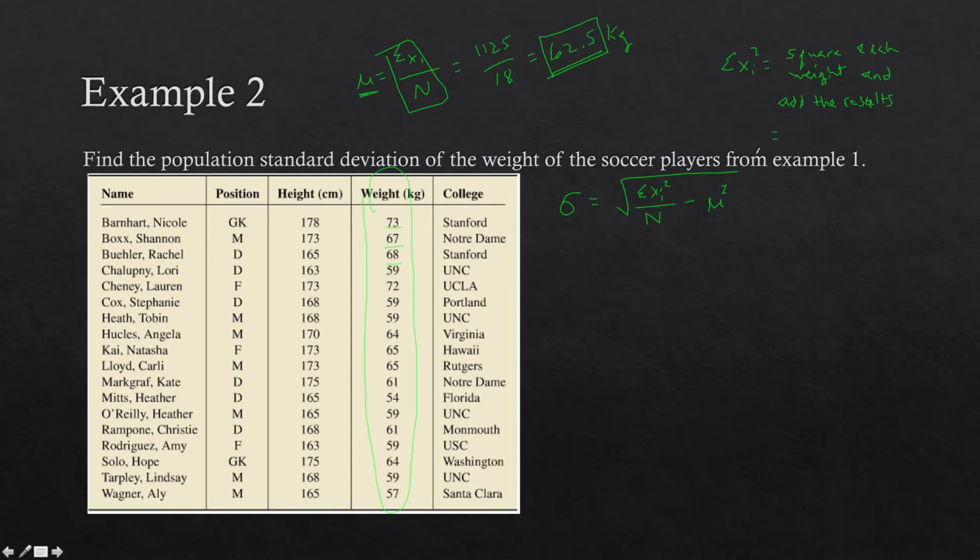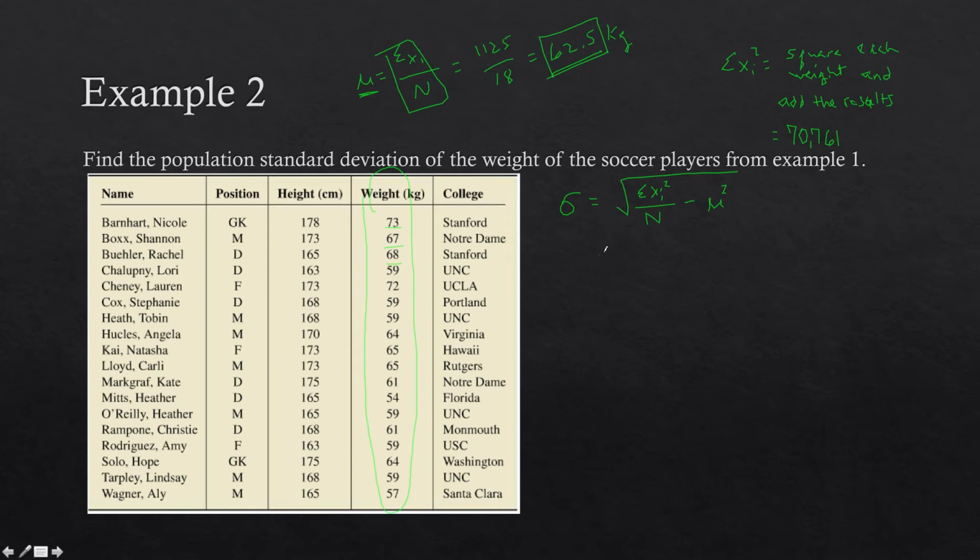And if you do that properly for this problem, go practice it. If you have questions, ask your instructor. You get 70,761. We're squaring each individual weight all the way down the list, and then we're going to add up all those squared values to get 70,761. So that's how we get the sum of x sub i squared.